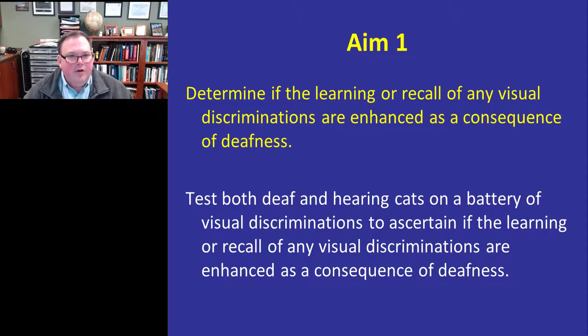So the first aim is to determine if the learning or recall of any visual discriminations are enhanced as a consequence of deafness. To do this, we're going to test both deaf and hearing cats on a battery of visual discriminations to ascertain if the learning or recall of any visual discriminations are actually enhanced as a consequence of deafness.